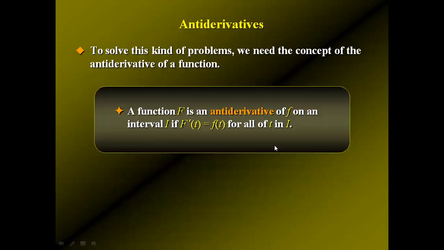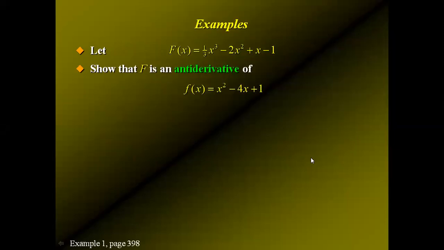Now, what is the antiderivative? A function F is an antiderivative of f on an interval I if the derivative, the differentiation of F with respect to t, is f of t for all t in the interval I. That means if this condition exists, this prime means differentiation with respect to t, and it equals f of t, it's called an antiderivative.